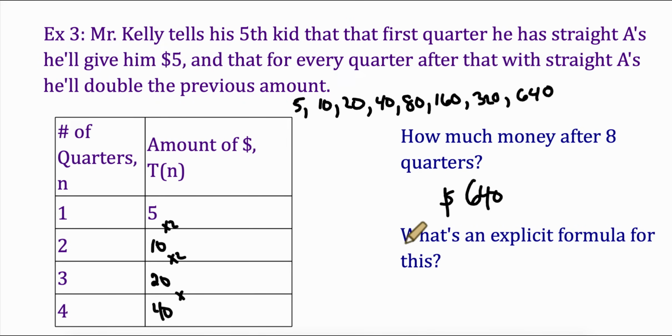All right. What's an explicit formula for this one? So we have our recursive thing here. We're multiplying every time by the same number. So let's rewrite this first one here. So how do I get to 10? I had $5, and then I doubled it. I multiplied by 2. Here I had $5. I multiplied it by 2 once, 2 twice. So I have 5 times 2 times 2. Here I had 5 times 2 times 2 times 2. All right, let's rewrite these a little bit.